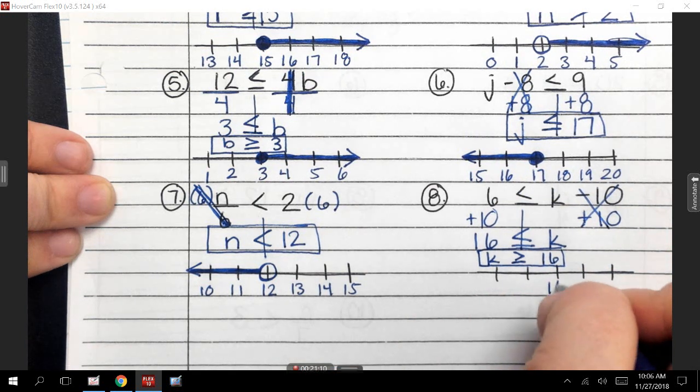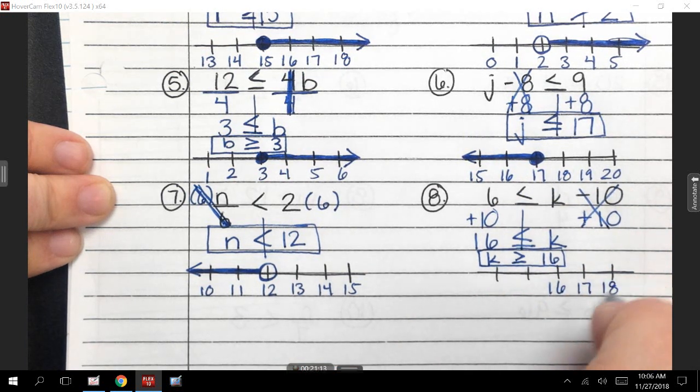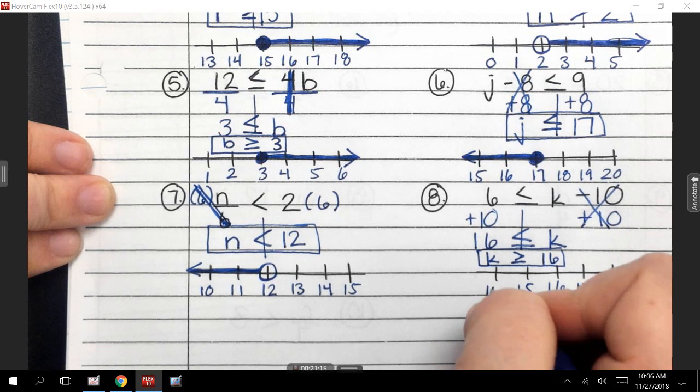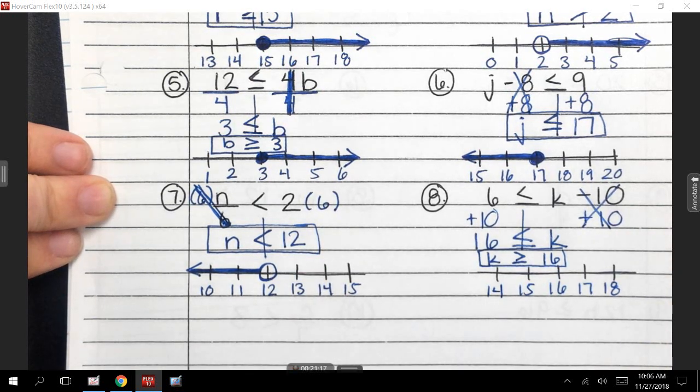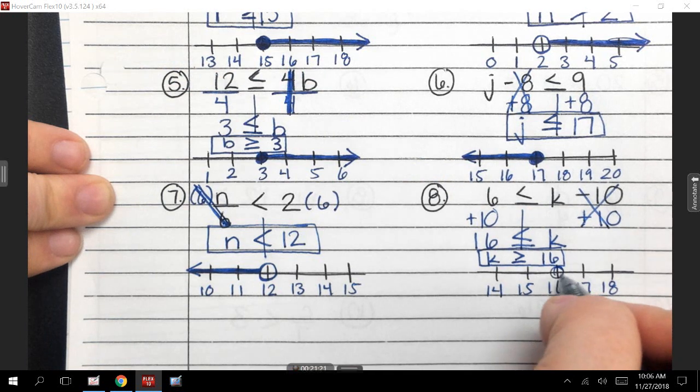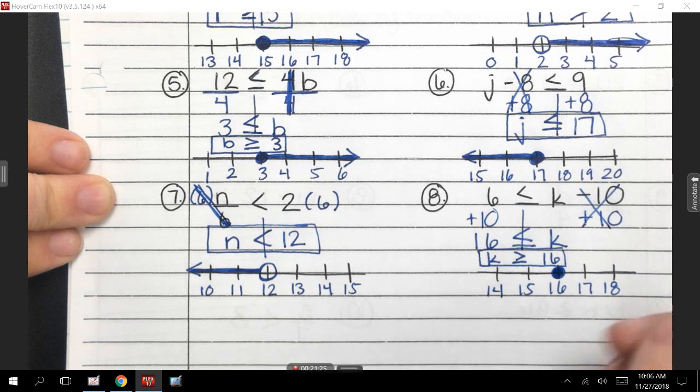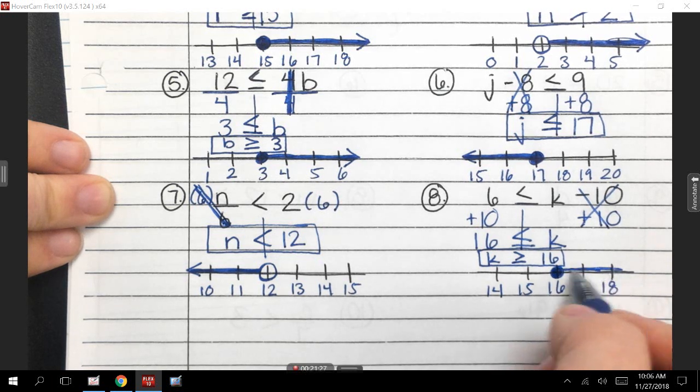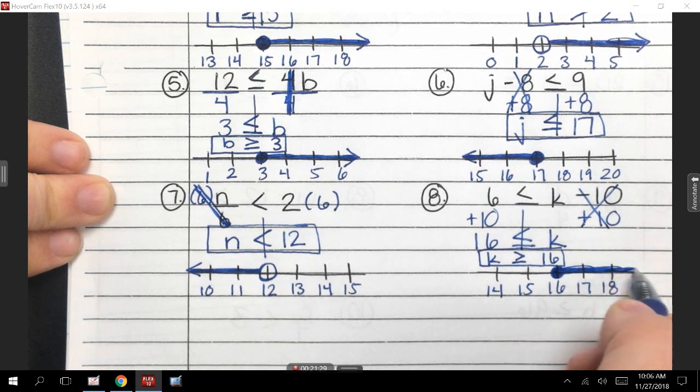So now I have 16, 17, 18, and then we have 15 and 14. What type of dot do I want here, Malachi? A closed dot. And which direction am I going, Mason? To the bigger numbers. Okay.